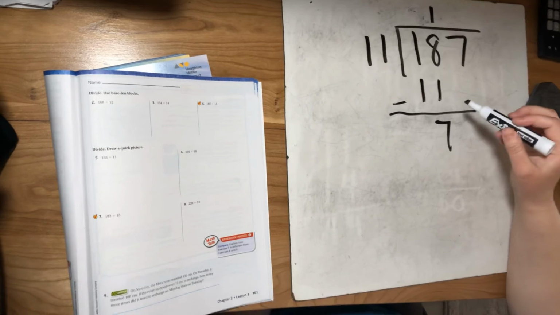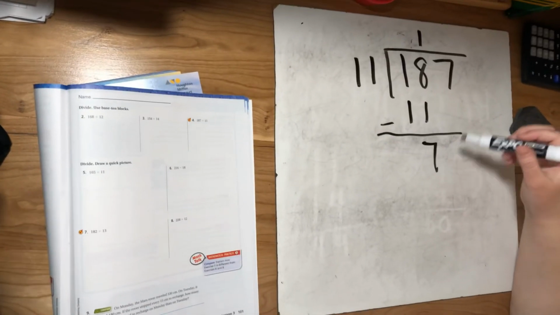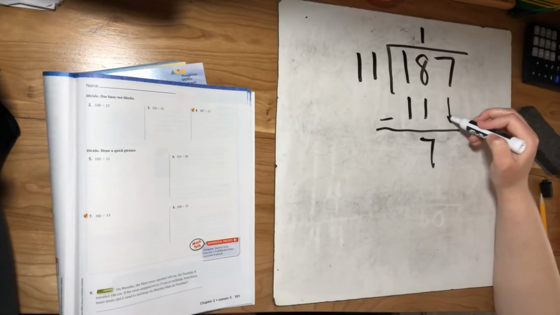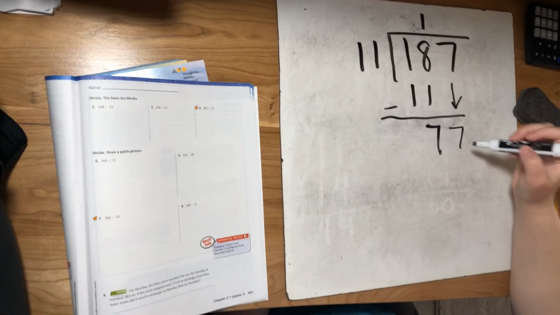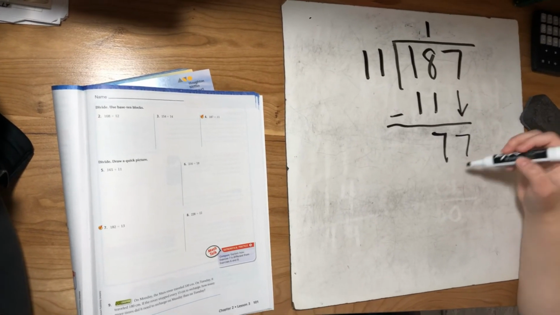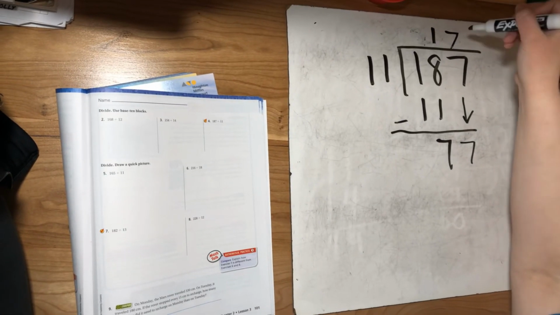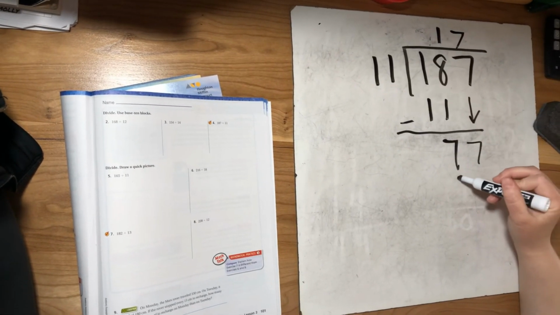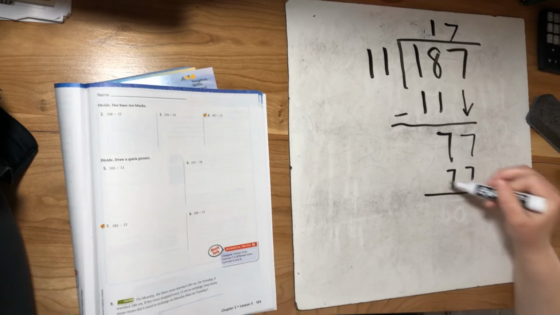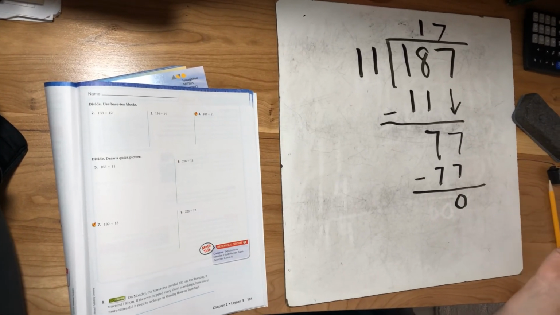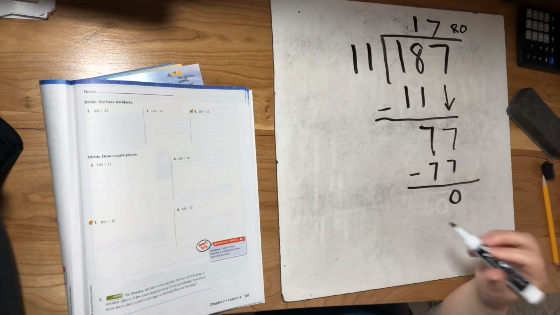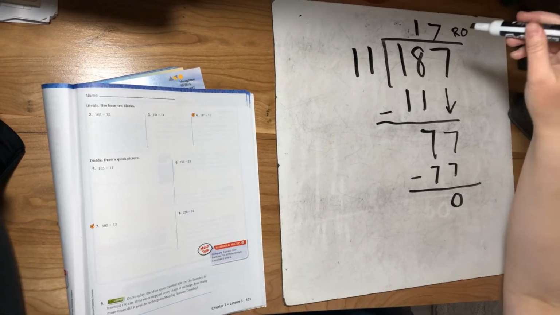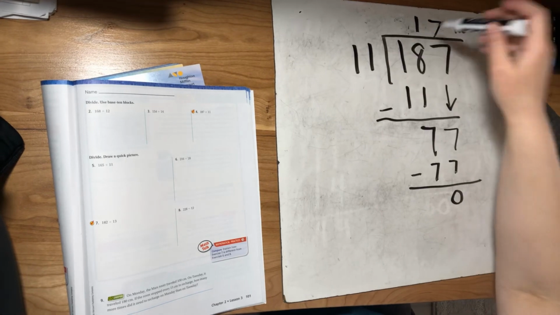All right, so 11 can't go into 7 because it's smaller, so we're going to bring down the 7. How many times does 11 go into 77? It goes in 7 times. 7 times 11 is 77. Subtract it, and we get 0. No more to bring down, so the remainder is 0. All right, so 187 divided by 11 is 17.